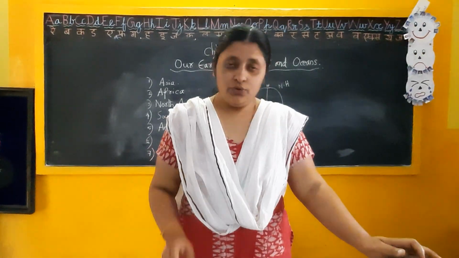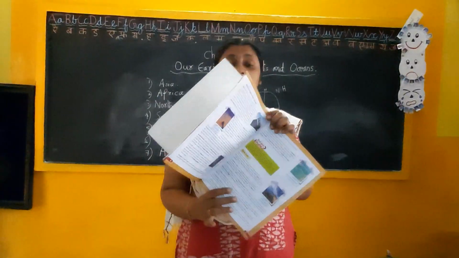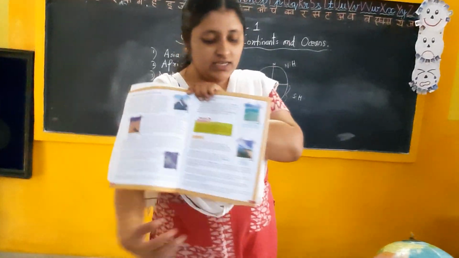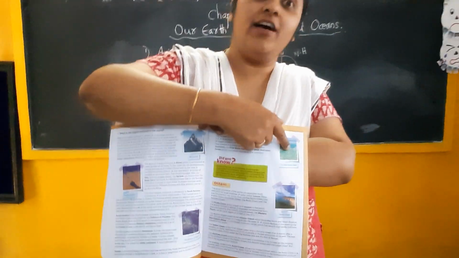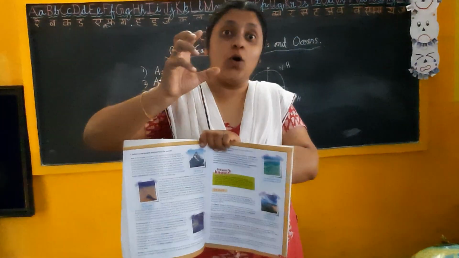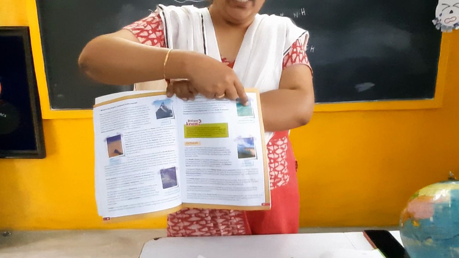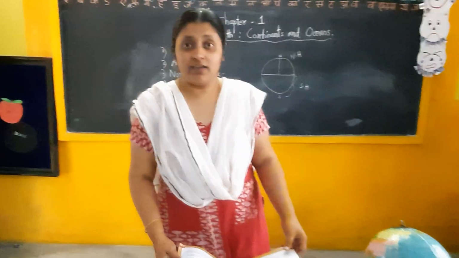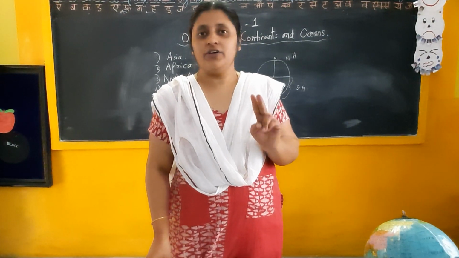Other important features are the Great Barrier Reef and the Great Australian Desert. These two are the important features we can see in Australia. This is the Great Barrier Reef. You have already learned in class 4 about our Lakshadweep Islands, where corals are there. Like that, in Australia the Great Barrier Reef is there. And then the Great Australian Desert. These two are the important specialities of Australia.